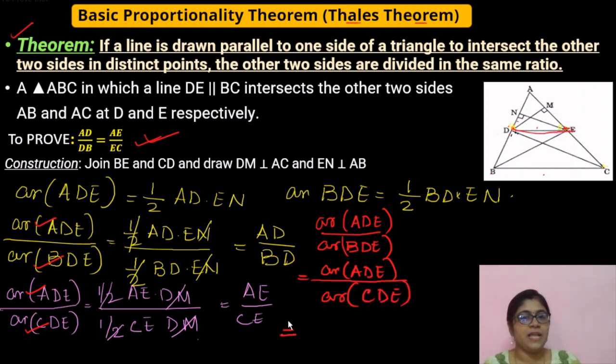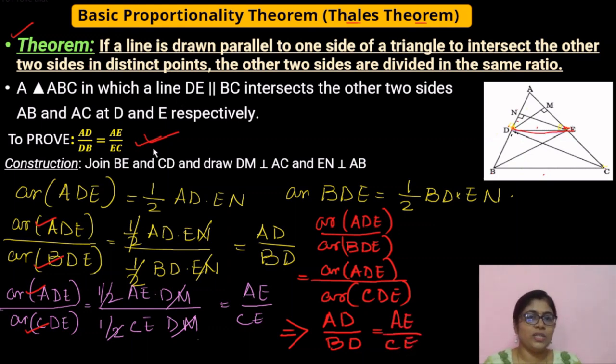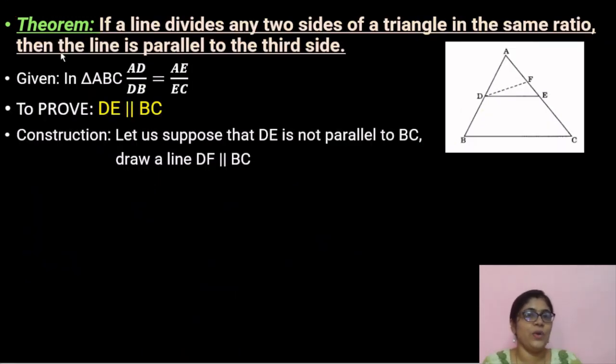So this means AD by BD equals AE by EC. So this is the thing we have to prove. So now it is proved. Isn't it simple? Now let's move to the next theorem.